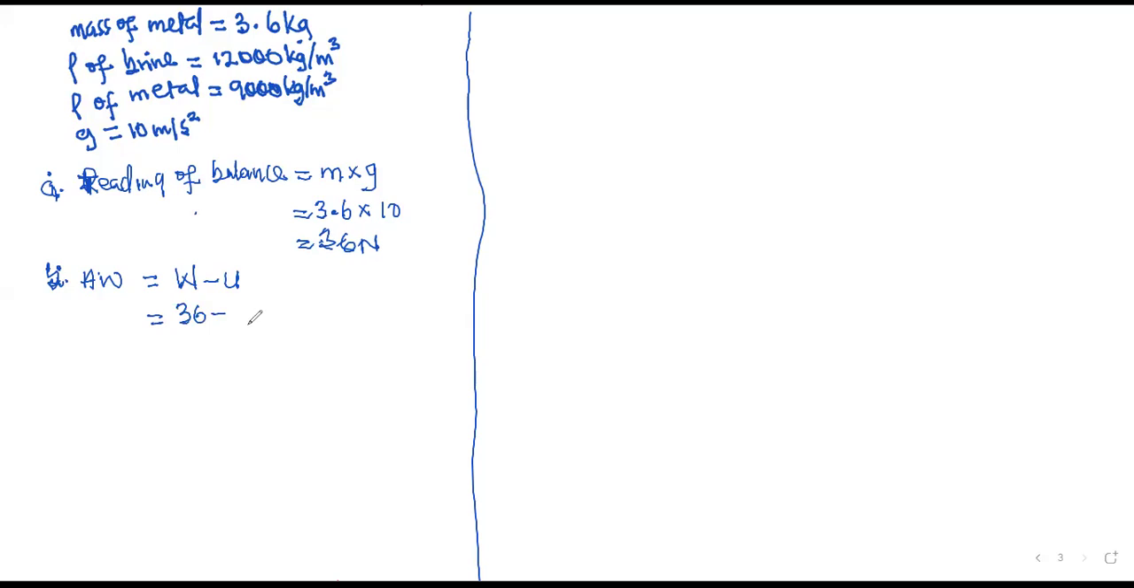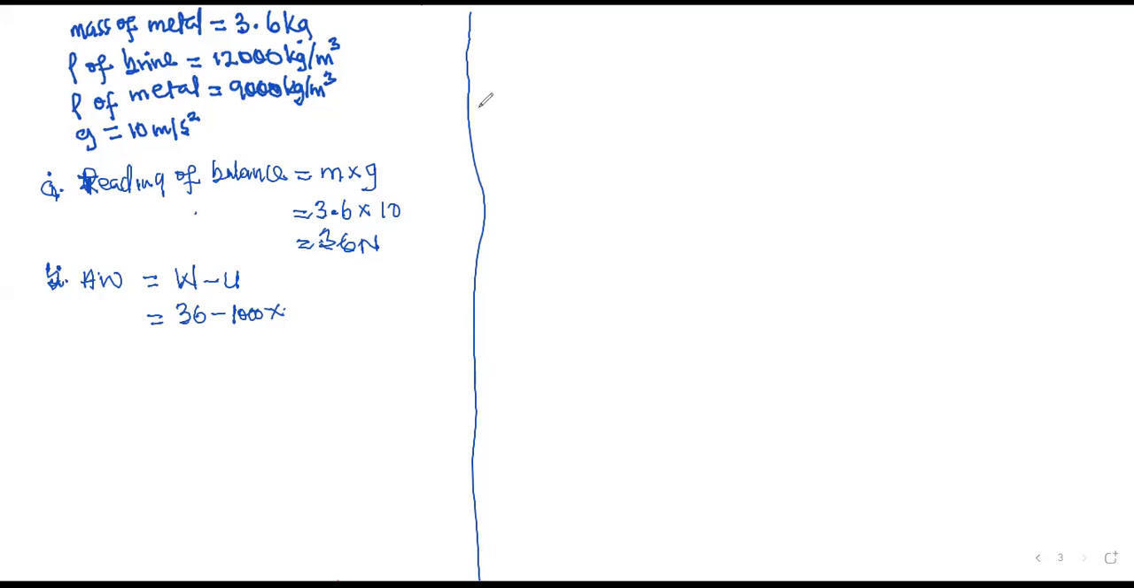Upthrust is equal to, since this is suspended in water, the density of water, 1 or 1,000, times the volume of water that will be displaced. How do we determine the volume of water that will be displaced?